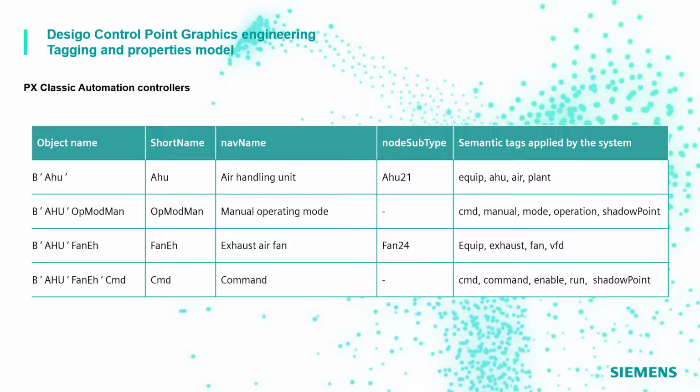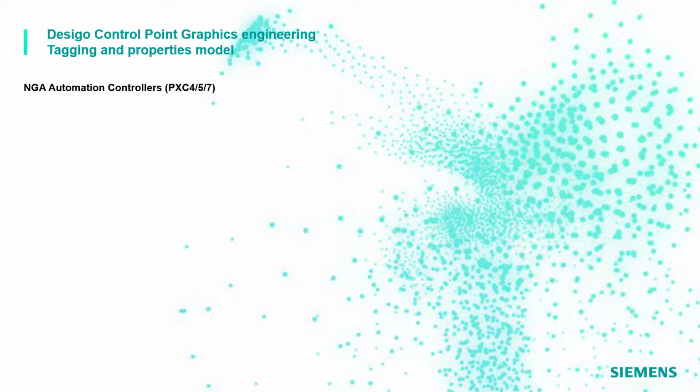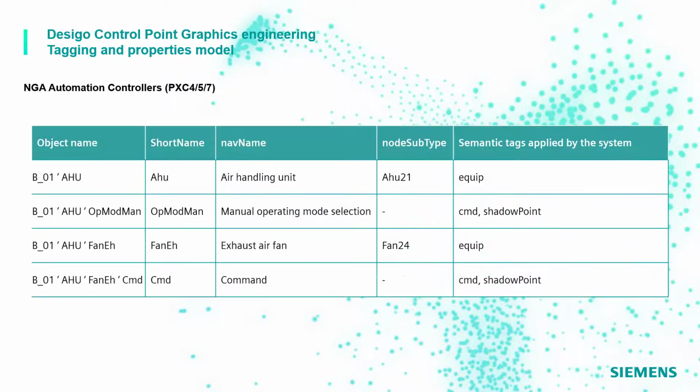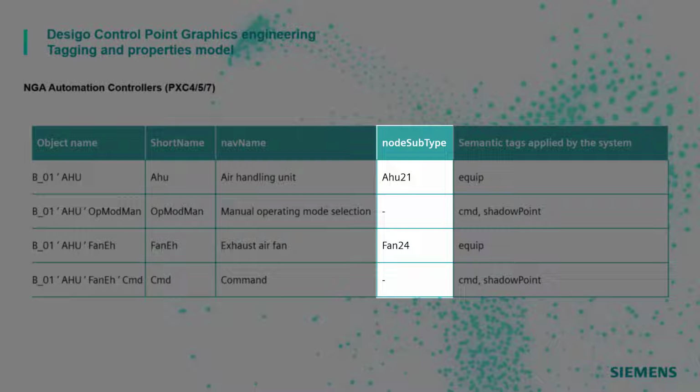For PX Classic automation controllers, the usage of semantic tags can still work properly, so they can still be used in the filters for graphics, or as a binding option. But when we have PXC4, 5, 7 controllers in the configuration, the semantic tags are no longer enough. That's the reason why I strongly recommend using the node subtype properties whenever possible.